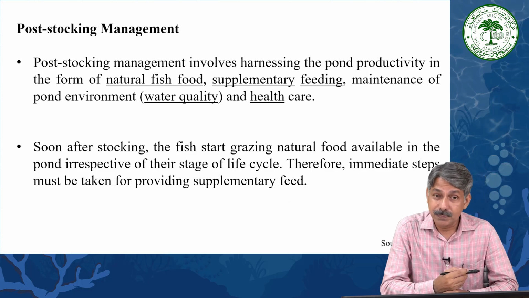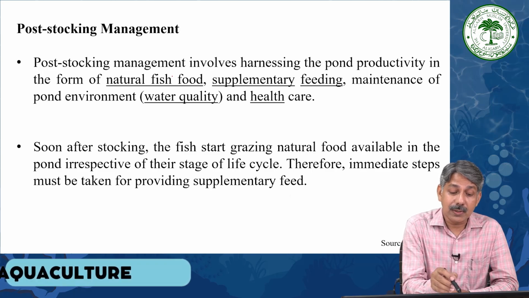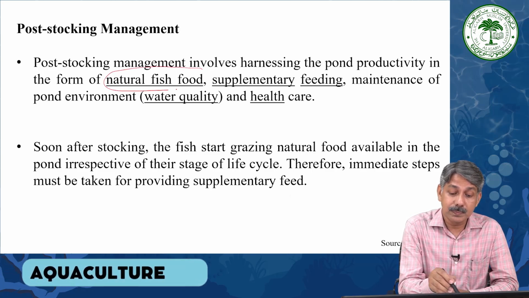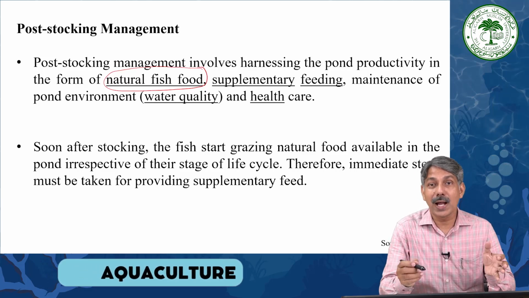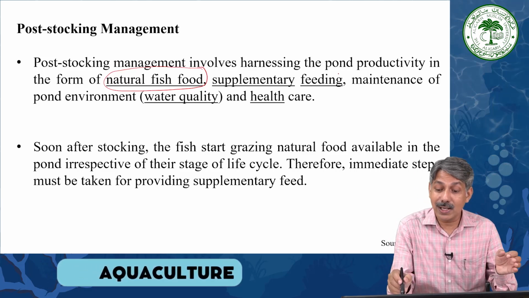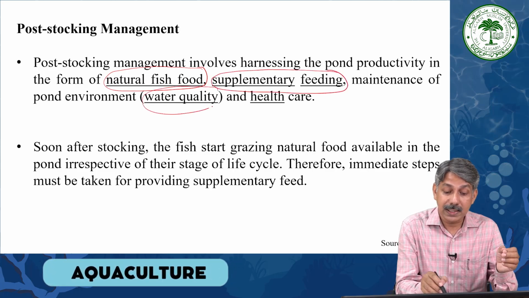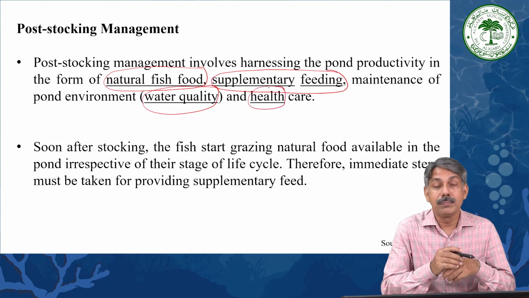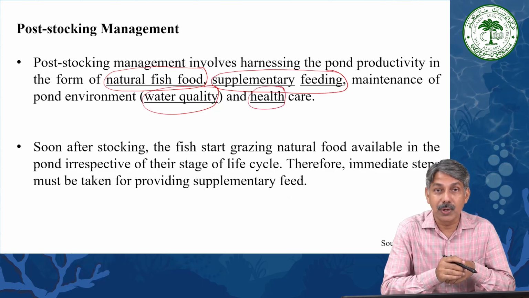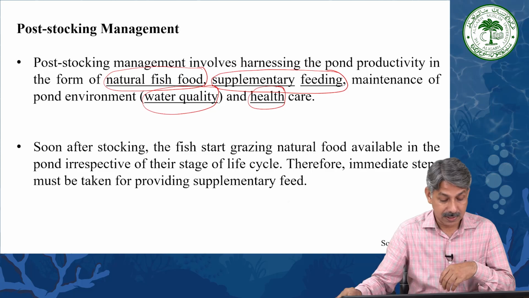Post stocking management. Now stocking has been done. Now what has to be done? We have to take care of the natural fish food present in the pond, since the fishes are depending on natural fish food, and if that food is not available, then you are also providing them supplementary food, and you are also maintaining the water quality, and then the health of the species stocked in the pond also has to be monitored, so that there is no problem. Semi-intensive aquaculture system.